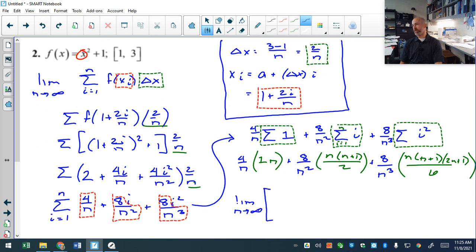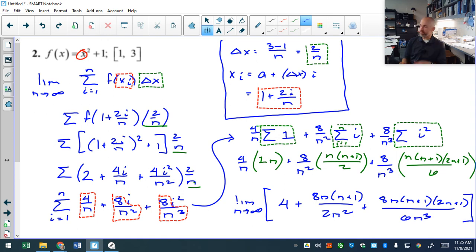And when I rewrite it, I'm going to clean up what I can. 4 over n times n is just 4. I can, if I want to, cancel n's here, but it's not that big of a deal to me. So I'm just going to write 8n, n plus 1 over 2n squared, plus, and then here, 8n, n plus 1, 2n plus 1, all over 6n cubed.